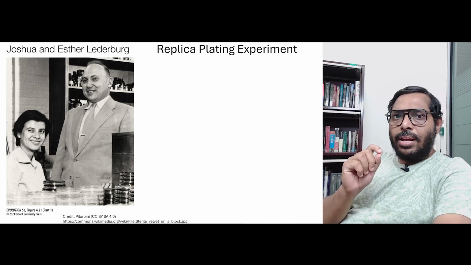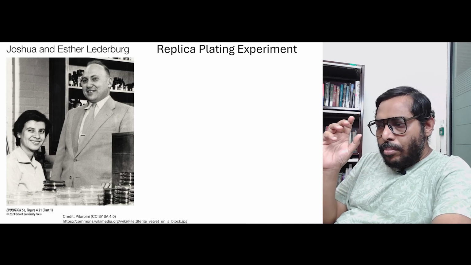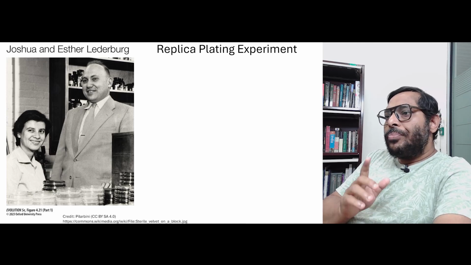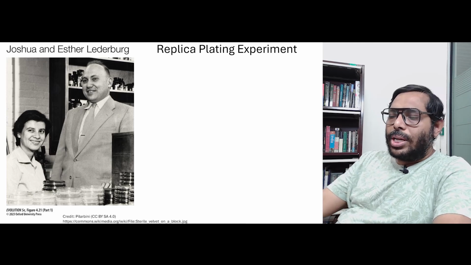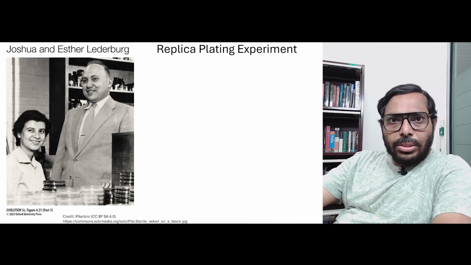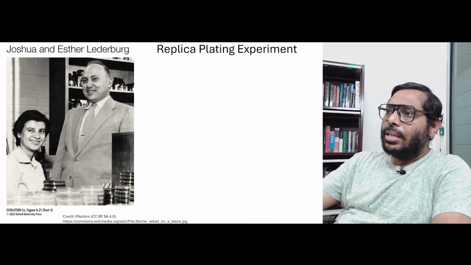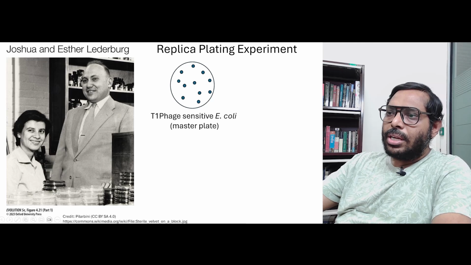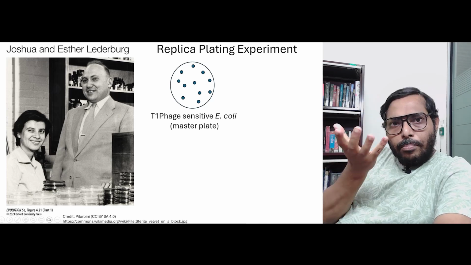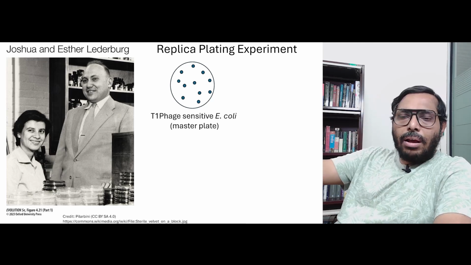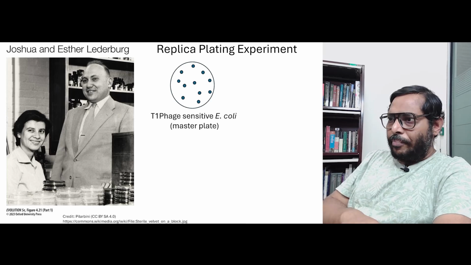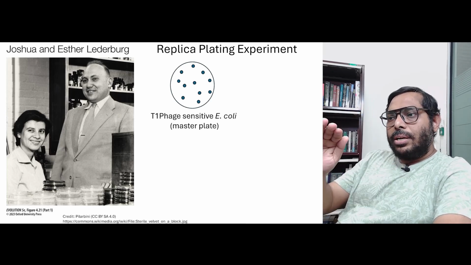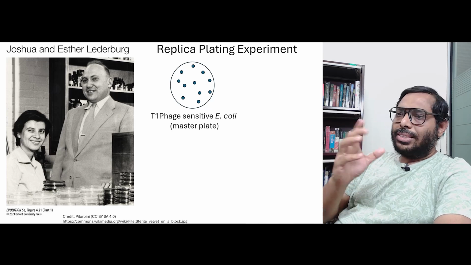So, they started with populations of E. coli that were sensitive to a certain bacteriophage known as a T1 phage. So, they took such a clonal population and they let it grow, and then at some point from the liquid culture they plated it on a petri plate and obtained a bunch of colonies exactly like this. So, this is the original plate on which they plated the E. coli, they called it the master plate.